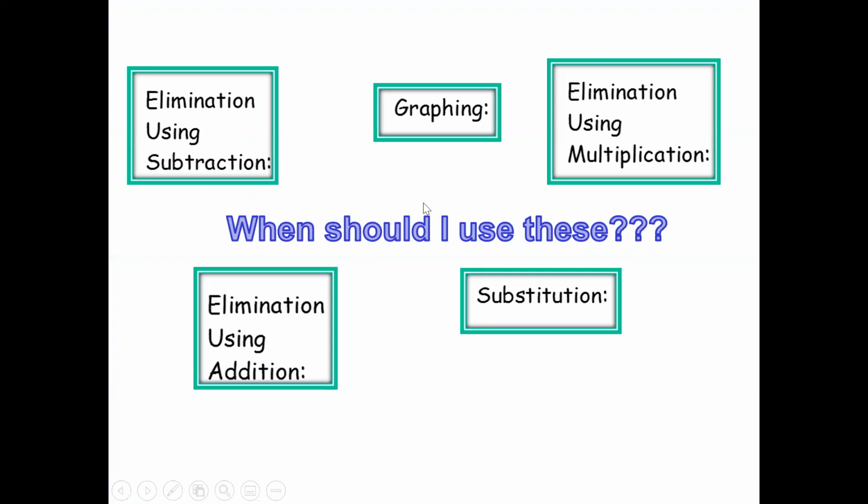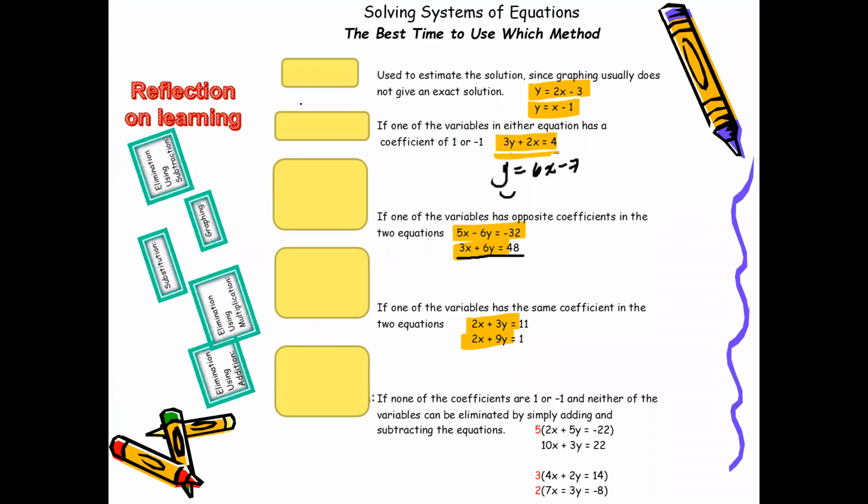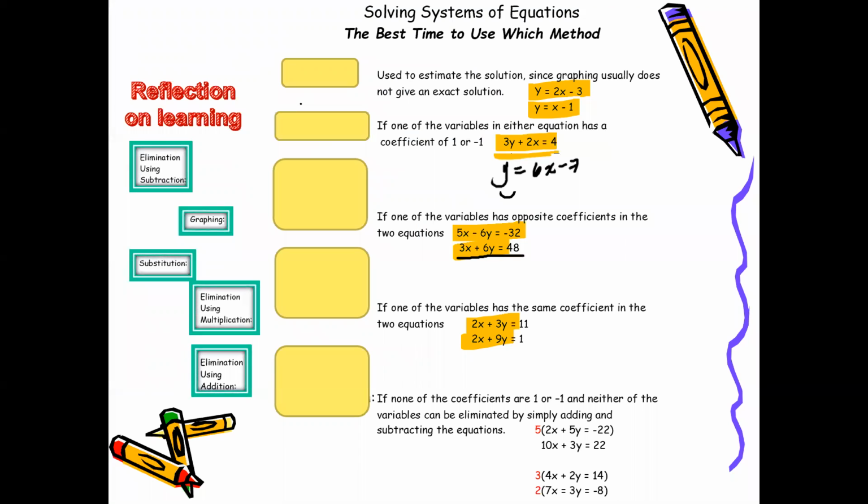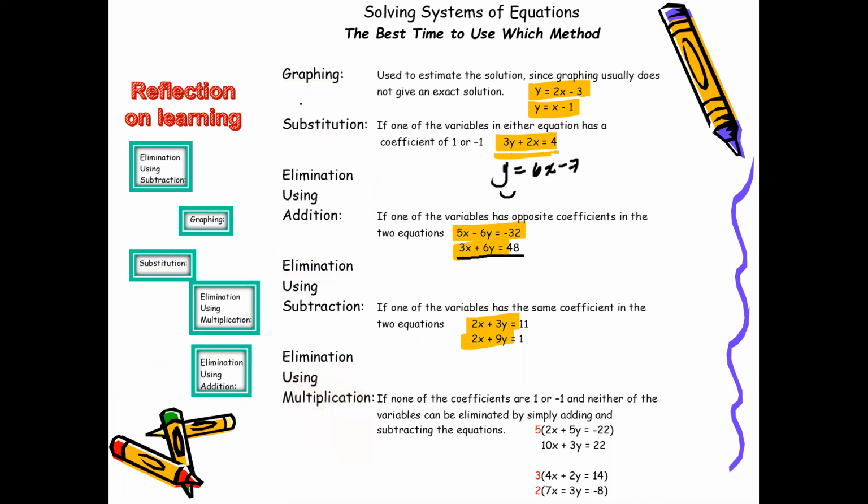So now what I want you guys to do is turn over to this page right here. My question for you is, when should I use these? You have graphing, elimination, substitution, and you are going to match these to the following. So which one is graphing, which one's elimination, which one's substitution? Pause the video and answer them, please. Did you get the right answer? Take a look.